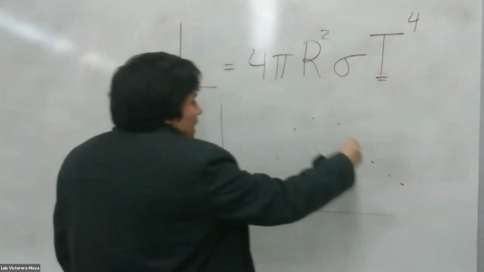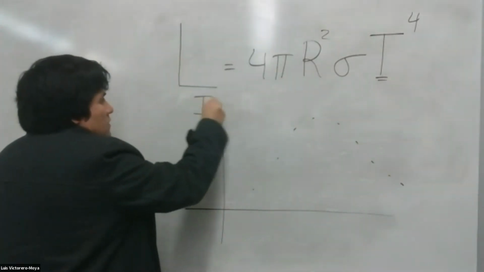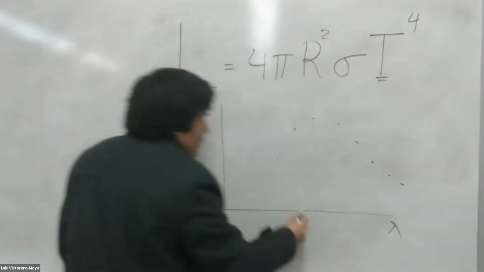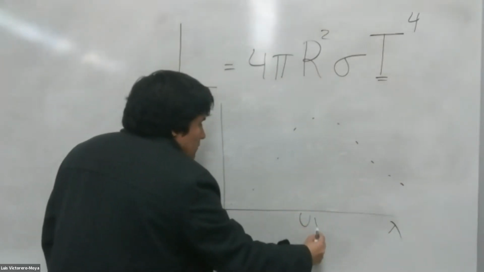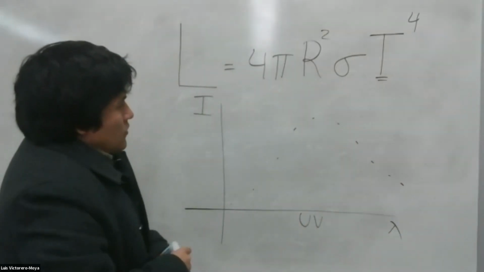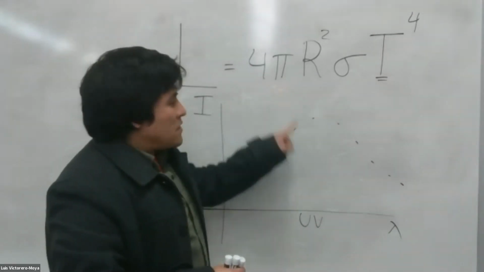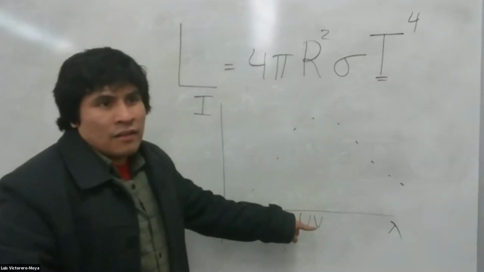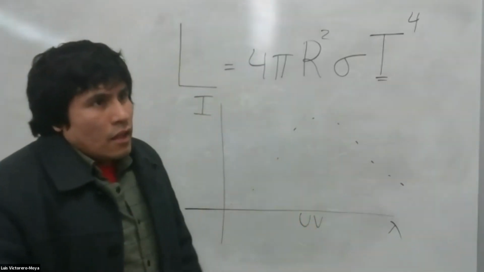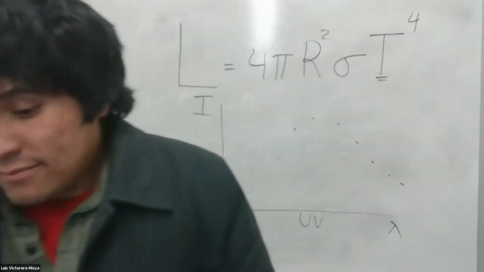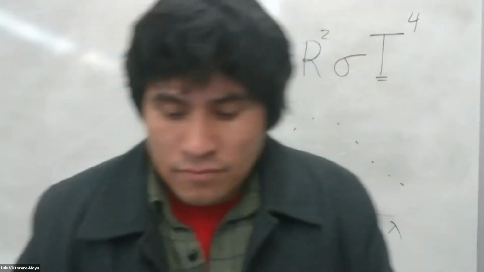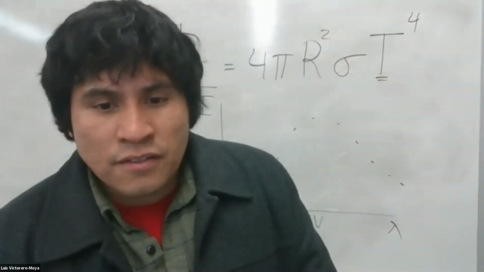Why is it going down? Intensity versus wavelength. Around the ultraviolet here, UV. So this equation doesn't hold in every case, especially if I'm using this type of analysis. Planck came up with a solution. The solution is this.